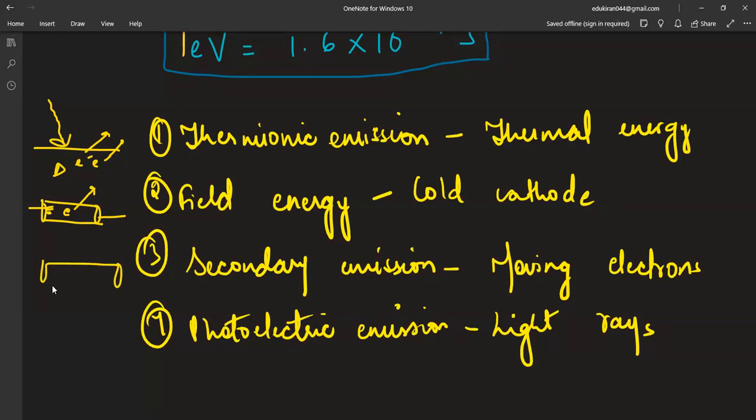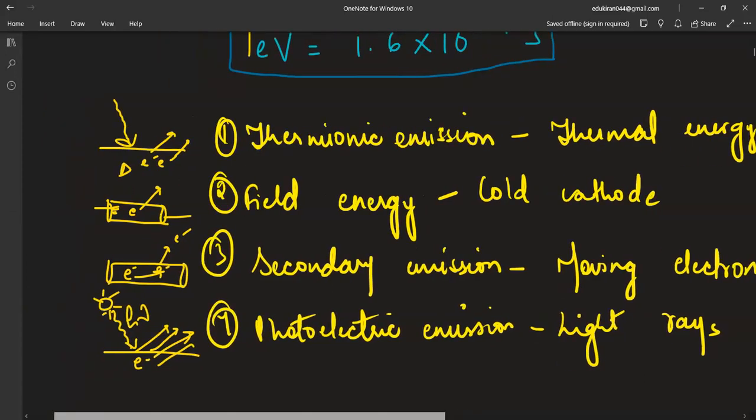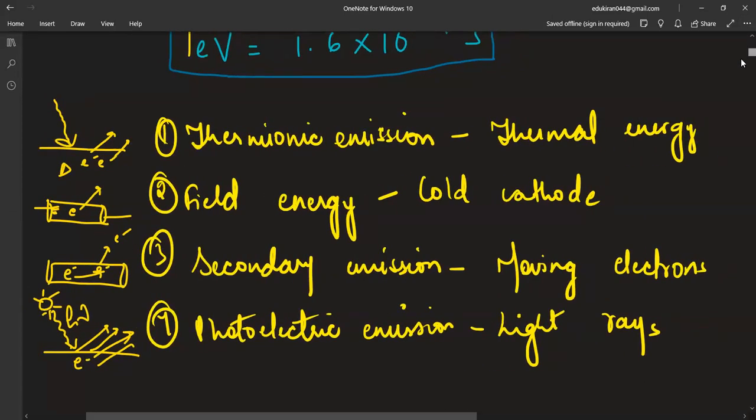Secondary emission means moving electrons. That is, if this electron is already here and another electron moving from here comes and pushes it off, it can go out. This is known as secondary emission, because of the collision of moving electrons. Then you have photoelectric emission. If the same thing is occurring, but these rays are light rays from the sun, then we say this is photoelectric emission. Electrons are coming out. All right: thermionic, field, secondary emission, photoelectric emission, all these.